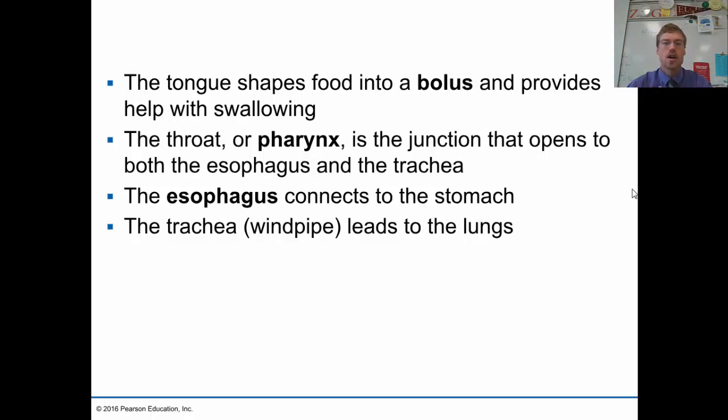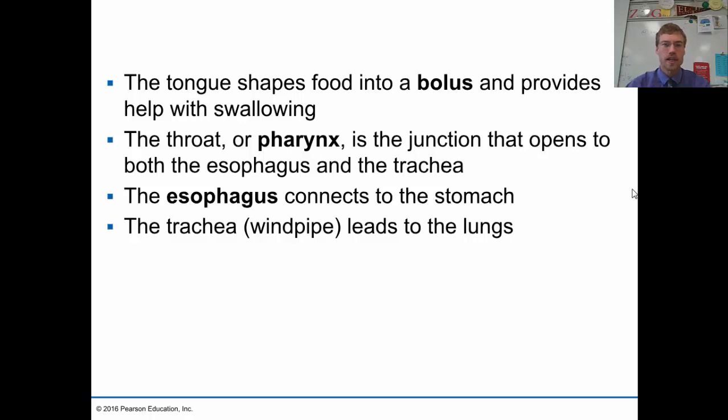The tongue then shapes the food into a bolus when you swallow, and it pushes it into your pharynx or throat area, which is a junction between your esophagus and your trachea. The esophagus is what connects the stomach. The trachea goes to the lungs. So you have a structure there called the glottis and the epiglottis, and they help to control making sure that you don't have the food go down your trachea.